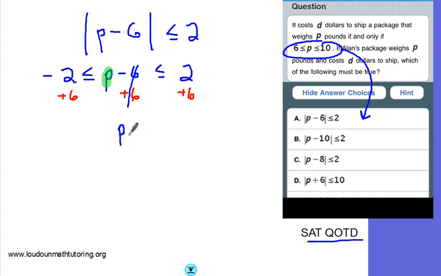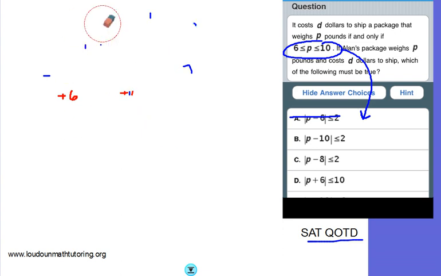You get P is less than or equal to 8, and it's greater than or equal to 4. Okay, that does not match our original constraint that we had, so A would not be one of the solutions to this problem. So you would do that for each of these absolute values.